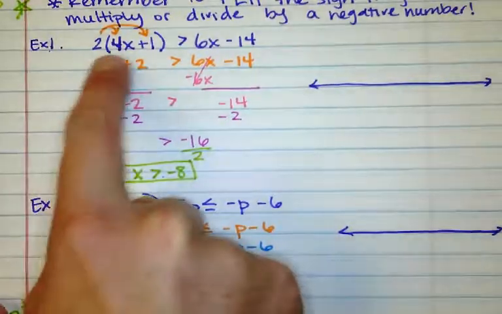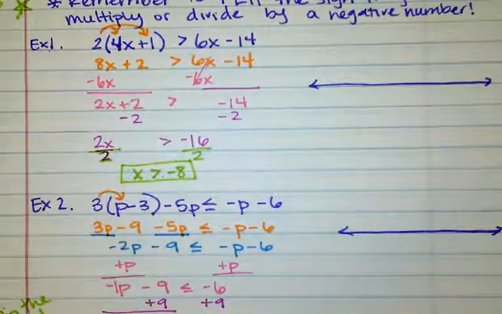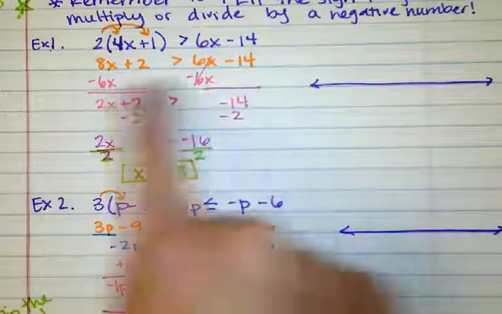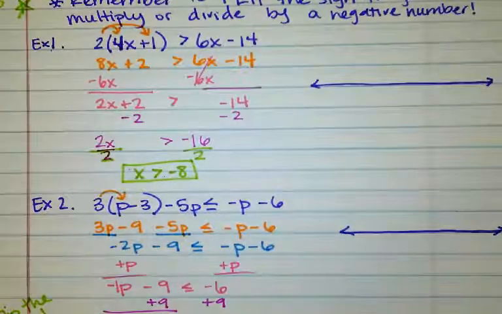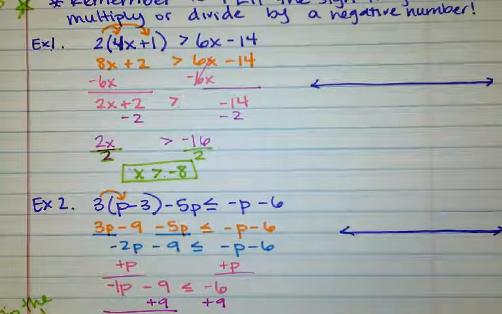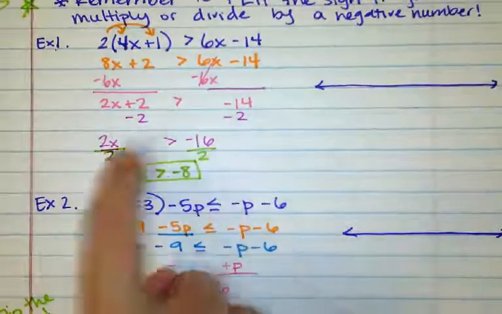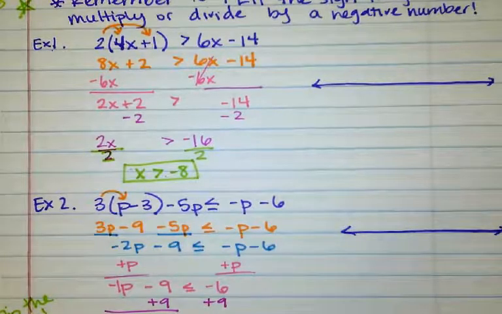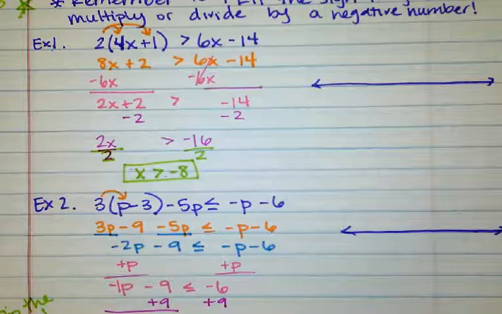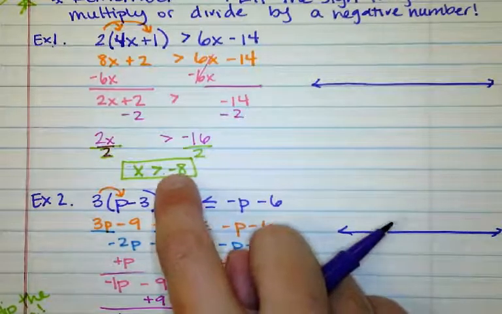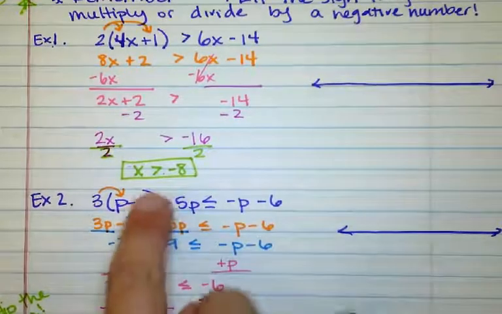A lot of you guys did great on this where you distributed, and then we subtracted our 6x over on this side. 2x plus 2 is greater than negative 14. Subtracted 2, so our 2x was greater than negative 16. We divide both sides by 2, and we have x is greater than negative 8. So guys, our final answer was negative 8. Remember, a negative divided by a positive is a negative.